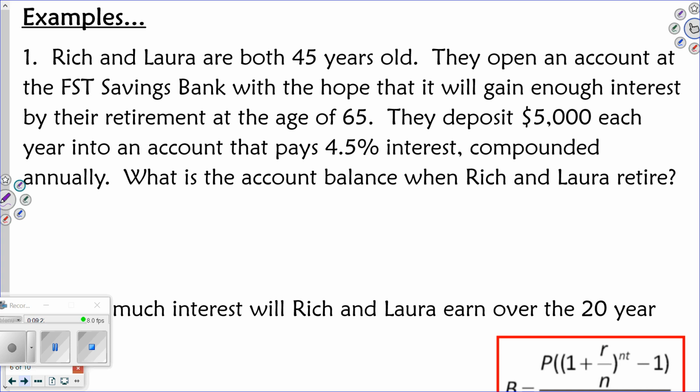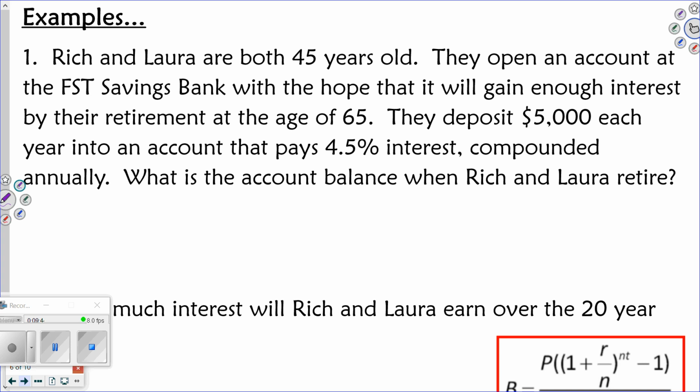FST Savings Bank with the hope that it will gain enough interest by their retirement at the age of 65. They deposit $5,000 each year, so every year they keep depositing that $5,000 into an account that pays 4.5% interest compounded annually. What is the account balance when Rich and Laura retire?